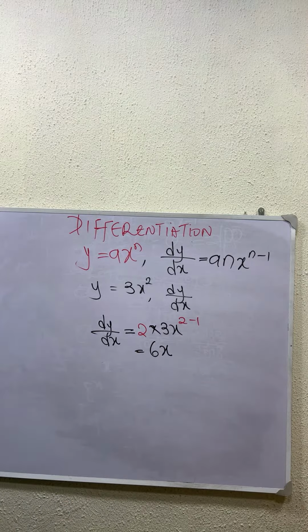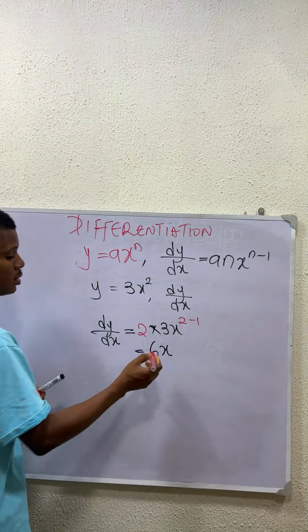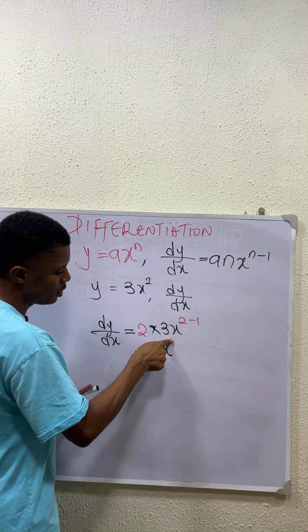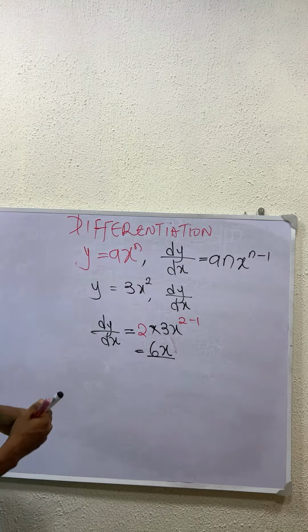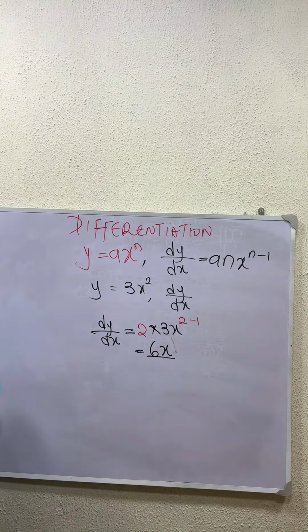Then 2 minus 1 is what? What is 2 minus 1? 2 minus 1 is just 1. So in algebra, we don't waste our time putting on 1. We leave it as 6x. So 6x is the derivative of y with respect to x.